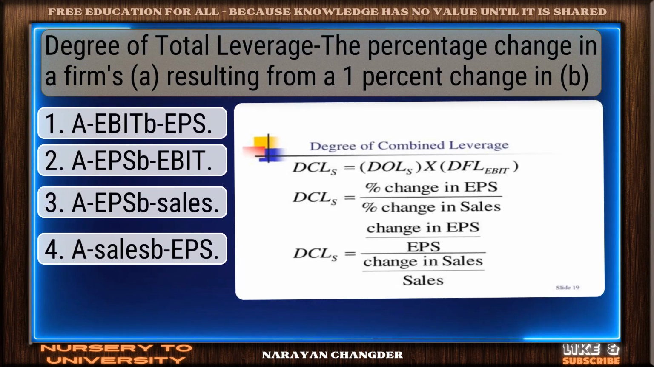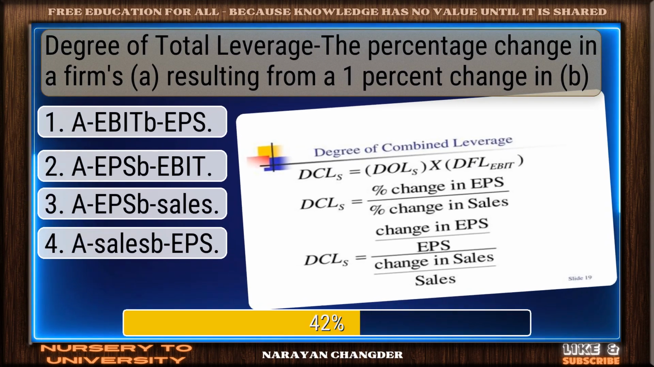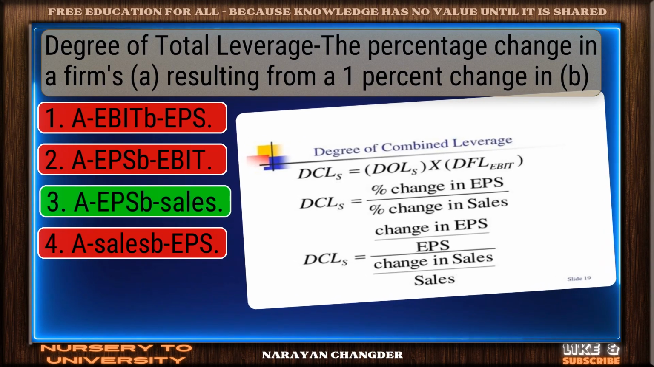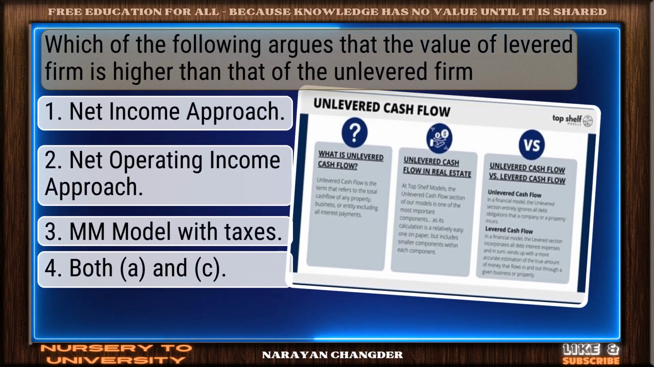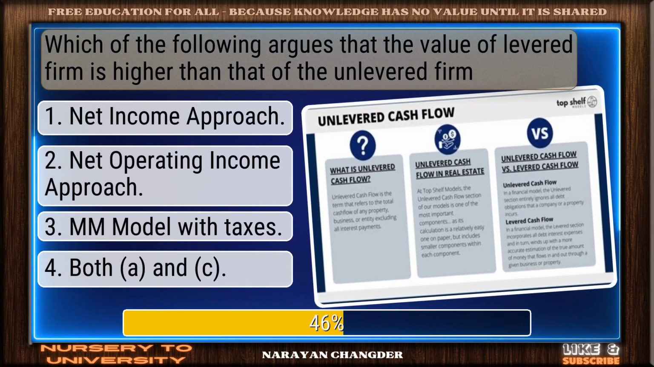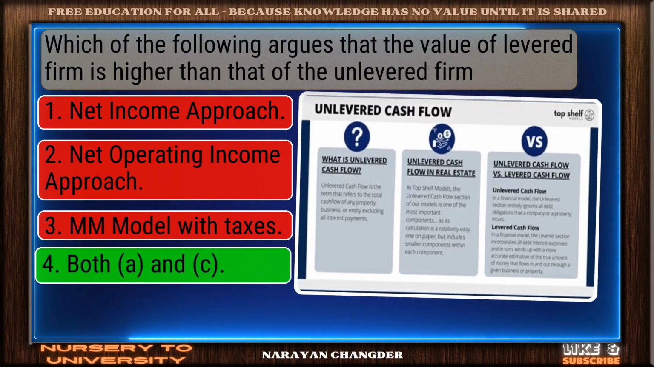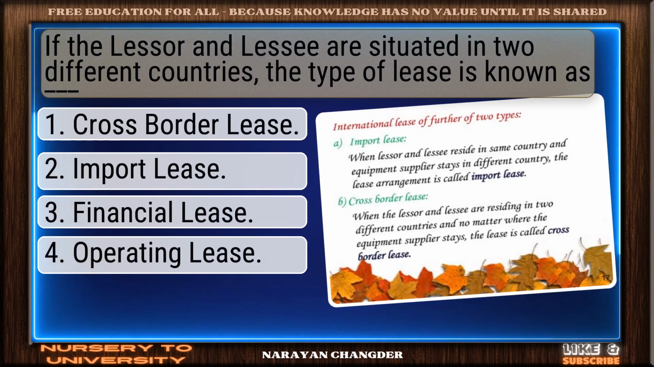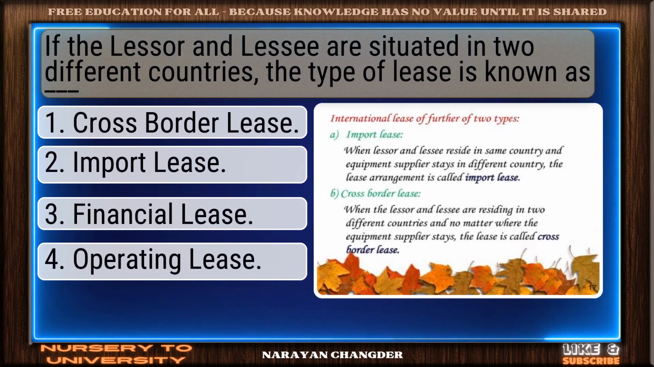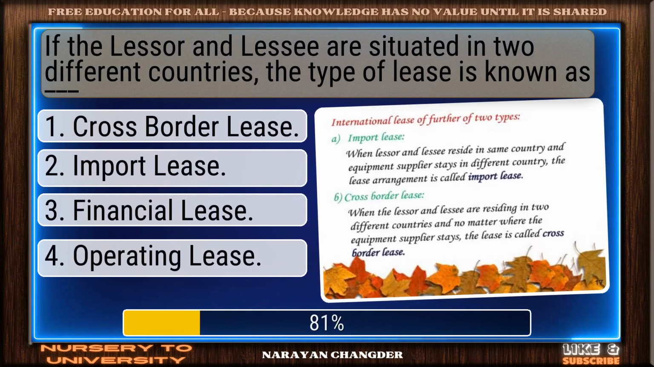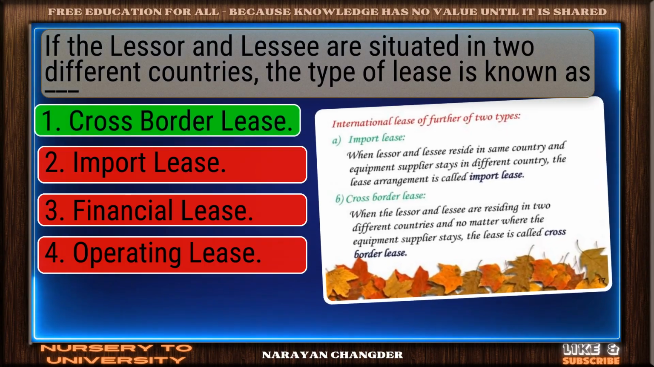Degree of total leverage, the percentage change in a firm's dash resulting from a 1% change in dash. Perfect. EPS, sales is the correct choice. Which of the following argues that the value of levered firm is higher than that of the unlevered firm? Exactly. Both make sense, and it is the right choice. If the lessor and lessee are situated in 2 different countries, the type of lease is known as dash. Nice selection. Cross-border lease is the correct and valid answer.